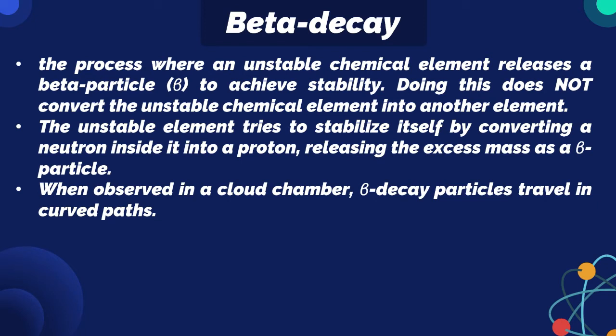So the second type of radioactive decay is what we call beta decay. Beta decay is the process where an unstable chemical element releases a beta particle to achieve stability. Doing this does not convert the unstable chemical element into another element. The unstable element tries to stabilize itself by converting a neutron inside it into a proton, releasing the excess mass as a beta particle. When observed in a cloud chamber, beta decay particles travel in a curved path.